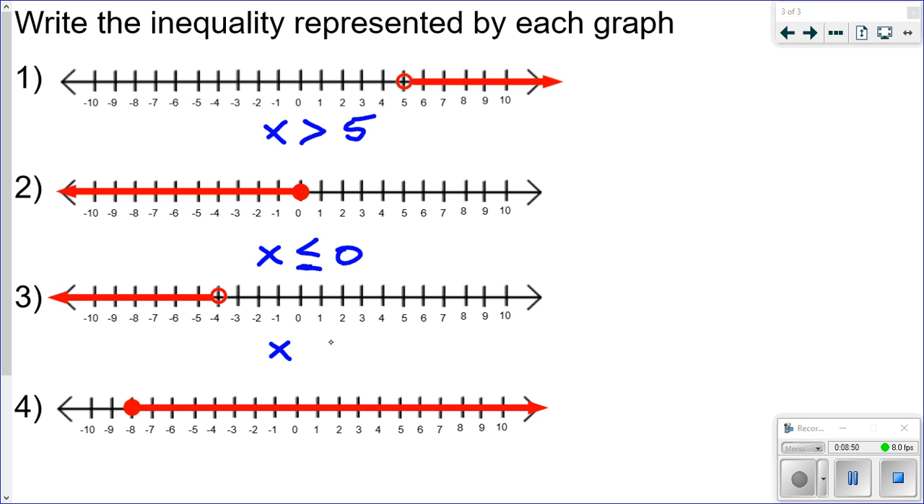And I'm going through these pretty quick, so if you just want to back it up and listen again, please do. That's the advantage of the videos. So I have x and -4. It's an open circle, so there's not a line underneath it. Shaded to the left, so my arrow is going to point to the left. x is less than -4. That's the values to the left of -4.